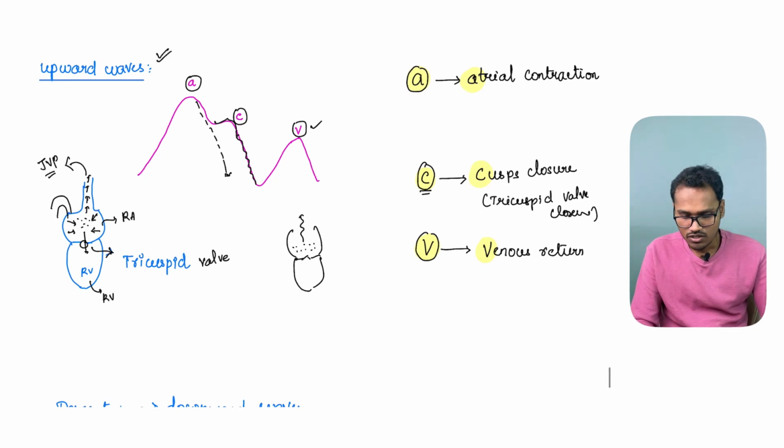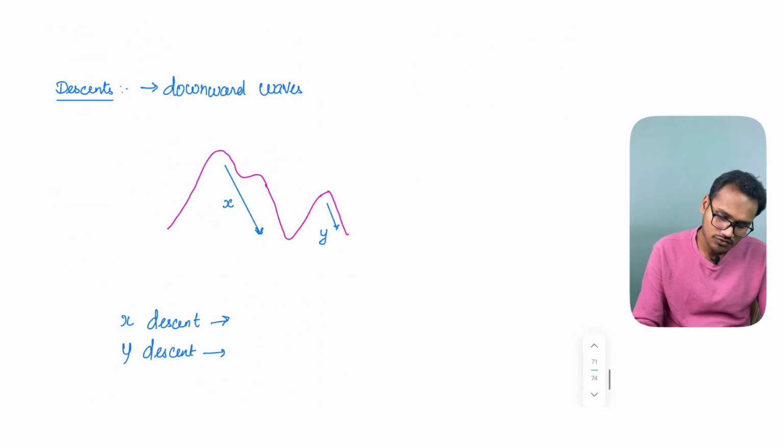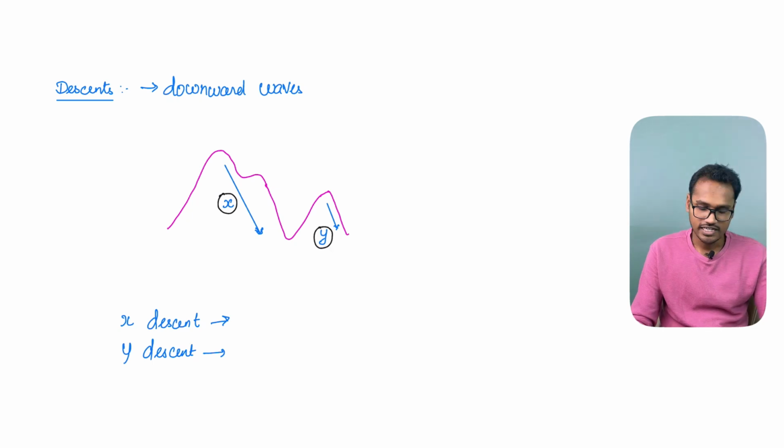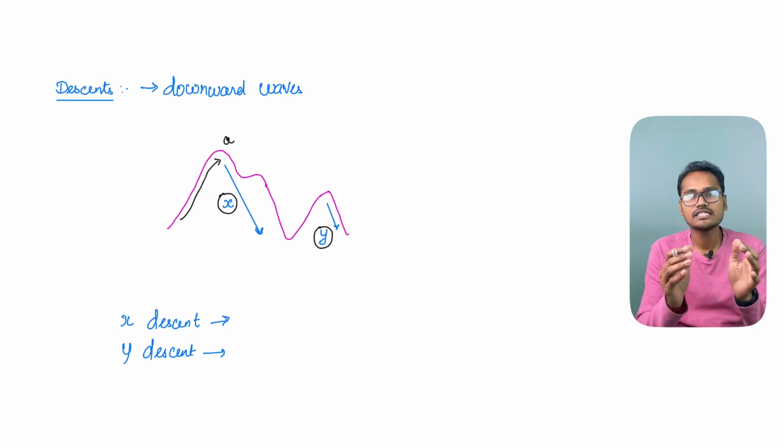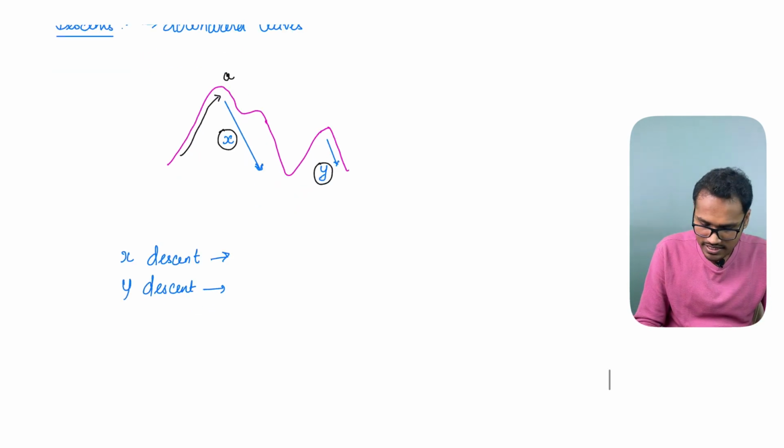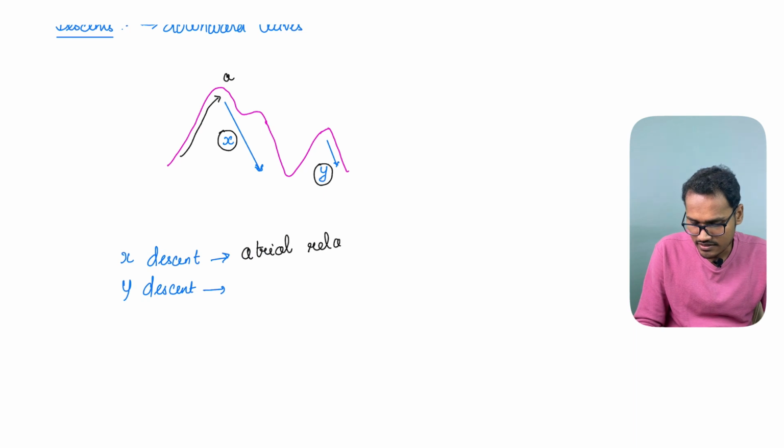Now let's talk about the downward strokes. In the downward stroke, we have the X descent and the Y descent. The atrium is contracted and created an A wave. After that, the atrium will start to relax. So X descent is nothing but atrial relaxation.